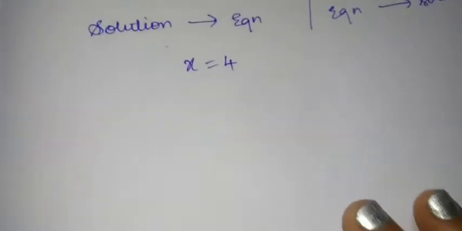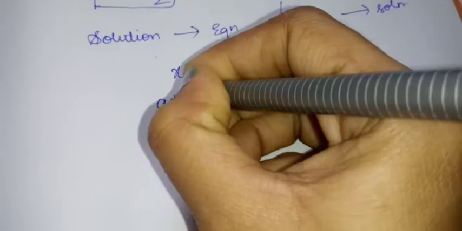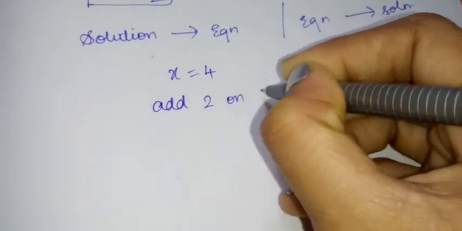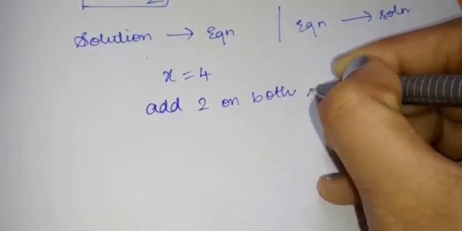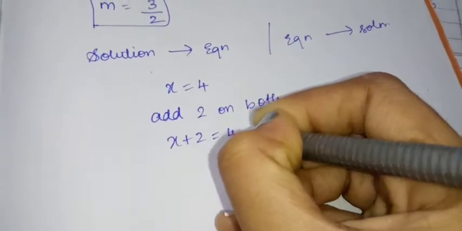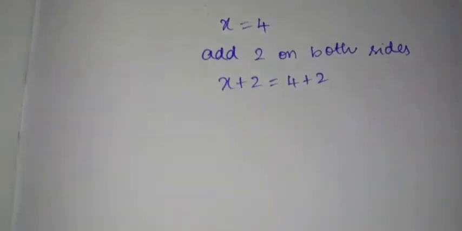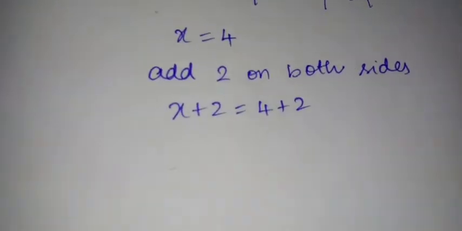Sometimes you can write, or you can say, add 2 on both sides. Add 2 on both sides. What will it become? x plus 2. 4 plus 2, right? x plus 2 on one side and 4 plus 2 on the other side.